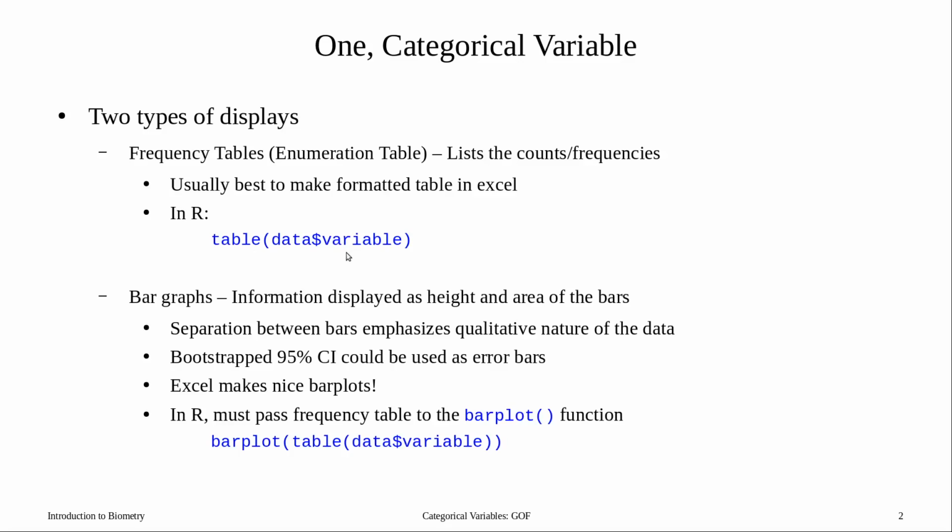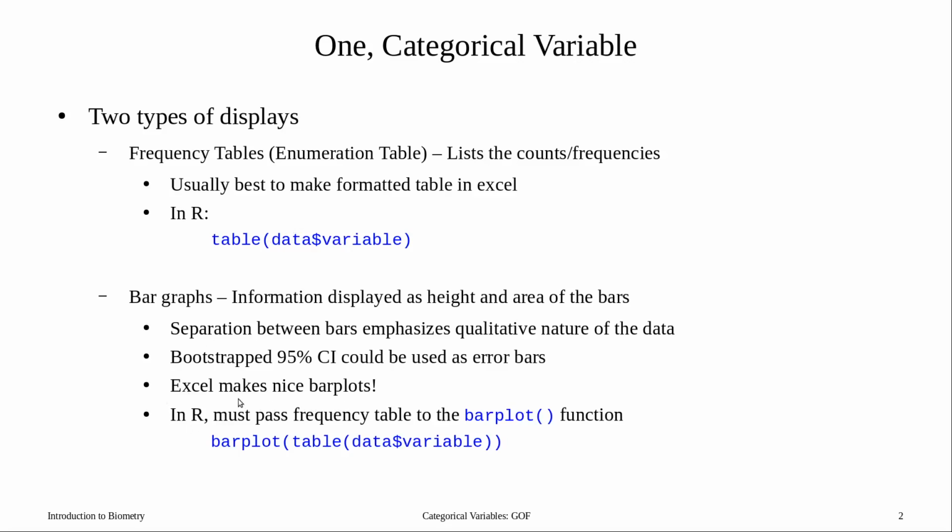We could also display our counts using bar graphs. Now with these bar graphs, the information is relayed to the reader as the height and the area of the bars. We separate the bars, we have spaces between the bars, to emphasize the categorical nature of our data. And when we do these bars, we don't really have any sort of standard error or variance measure assigned to it because it's just representing a frequency or a count. However, we could generate some bootstrap confidence intervals to add a measure of dispersion to our graph.